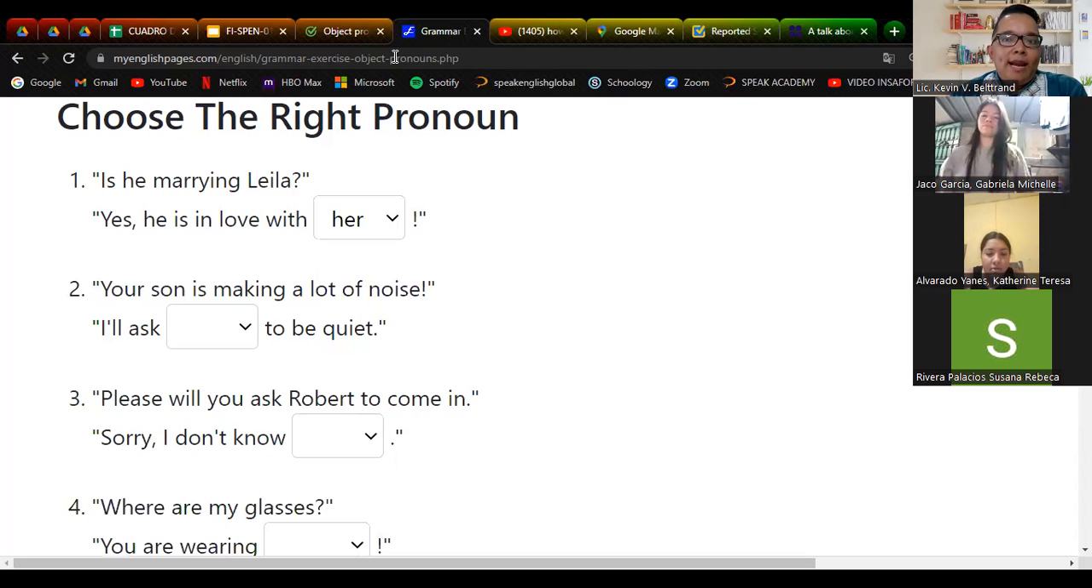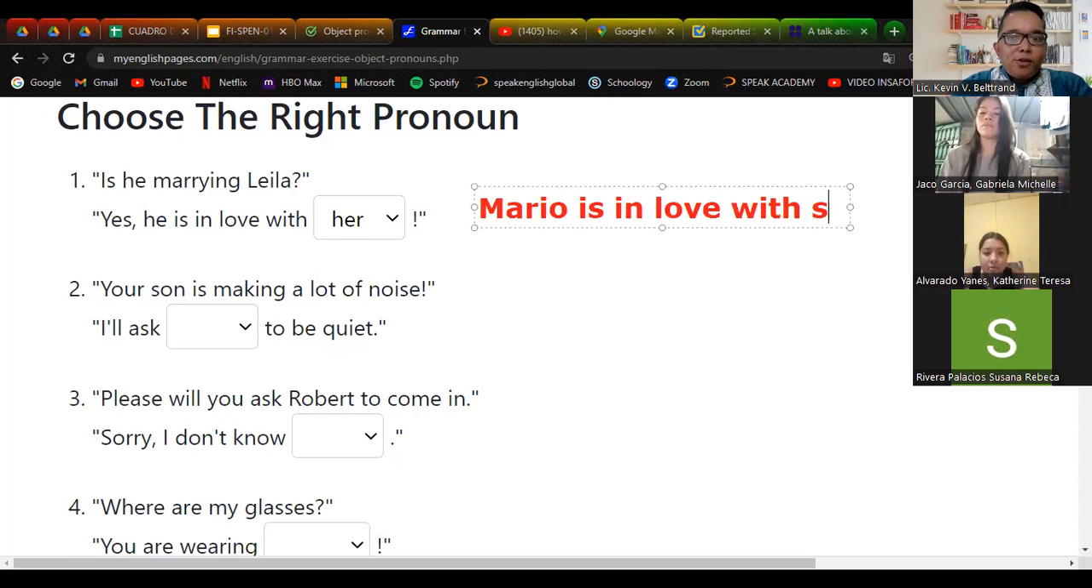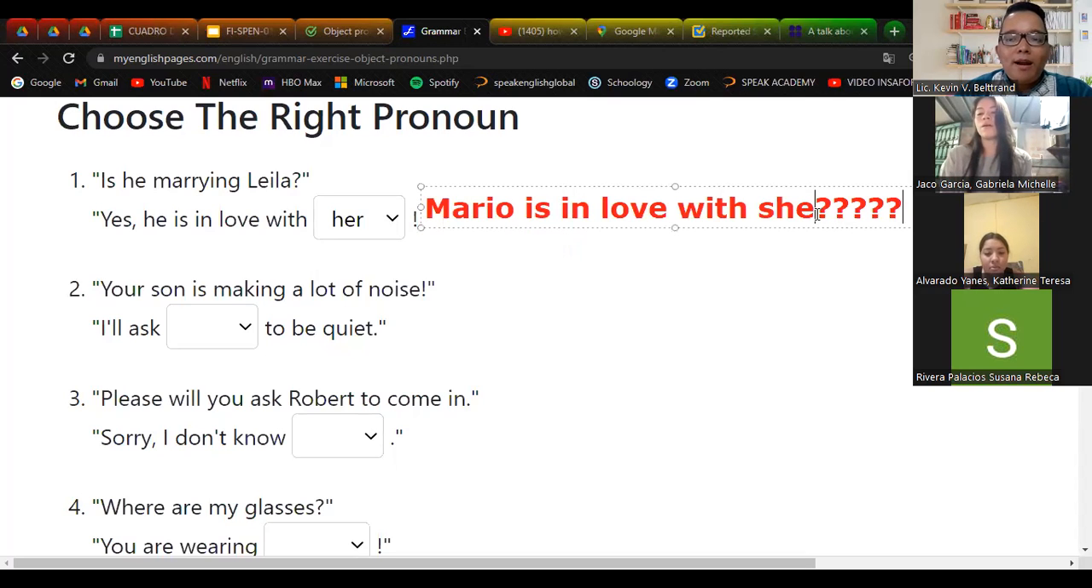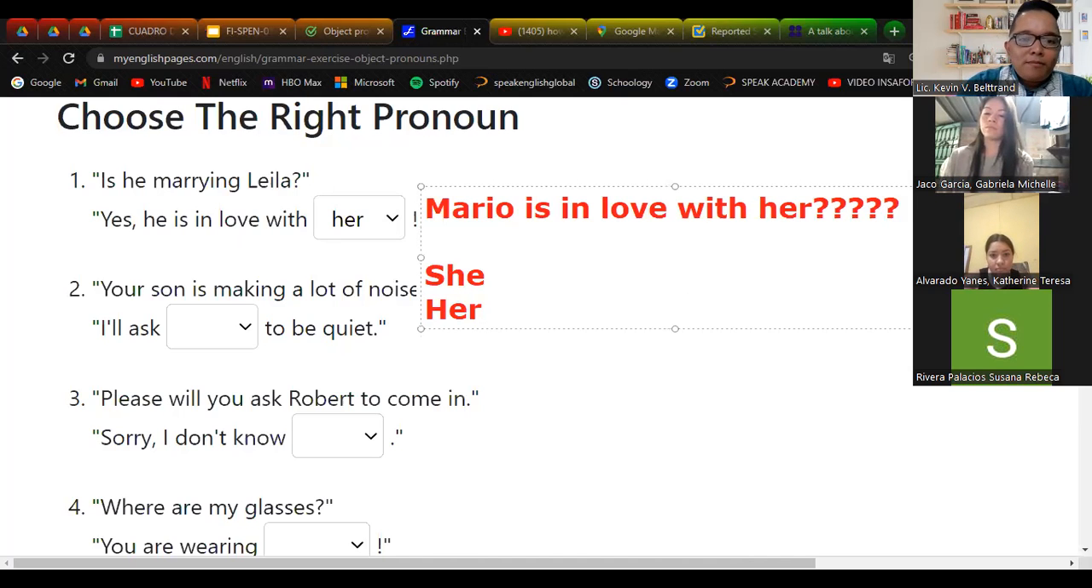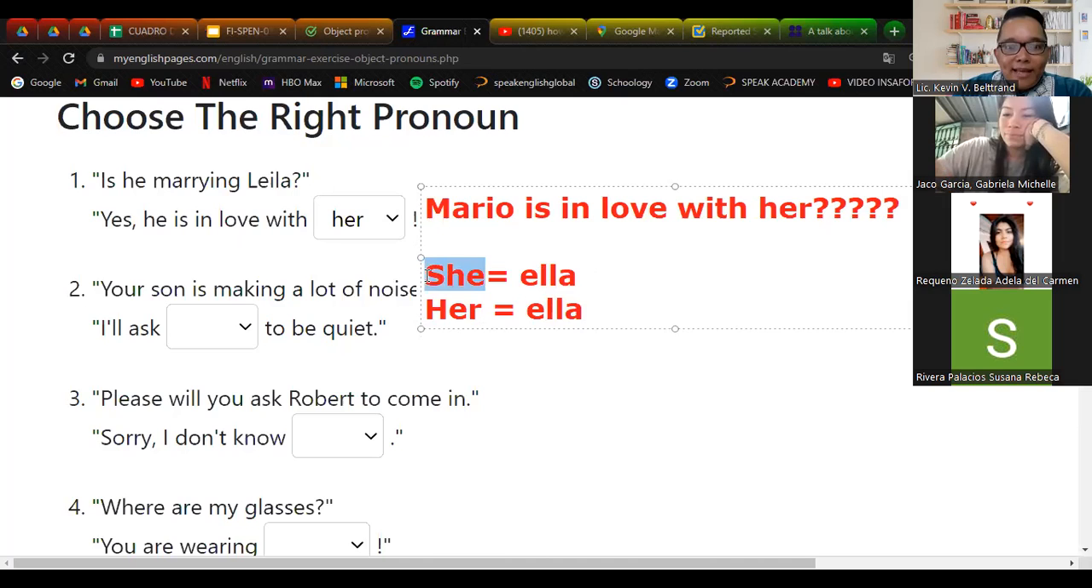Excellent. Gabriela, can I say, for example, Mario is in love with she? Is this correct, Gabriela? No. Not right. So what is the correct pronoun? Her. Excellent. Ahora bien, pregunta. ¿Qué significa she y qué significa her? ¿Qué significa she? It is same. Right? Okay. ¿Y qué significa her? Ella. The same. Lo mismo. Solo que este, el she, no lo puedo ocupar en medio de la oración ni al final. Por lo tanto, ocupo un object pronoun, que es her. Y significa exactamente lo mismo.